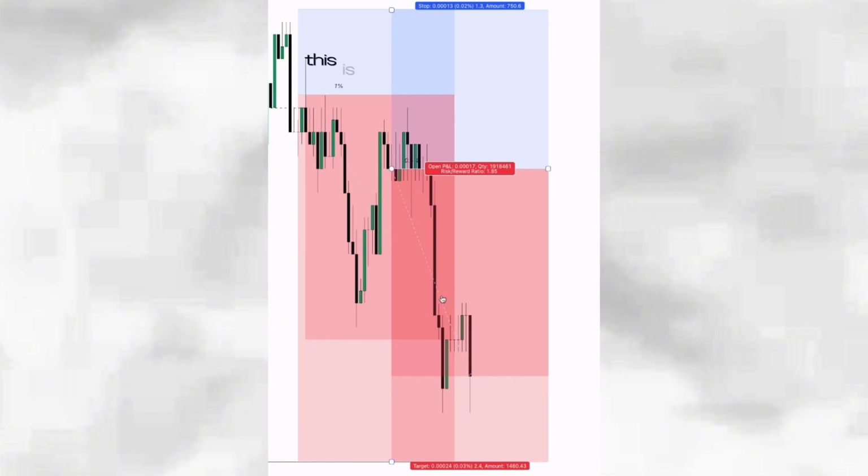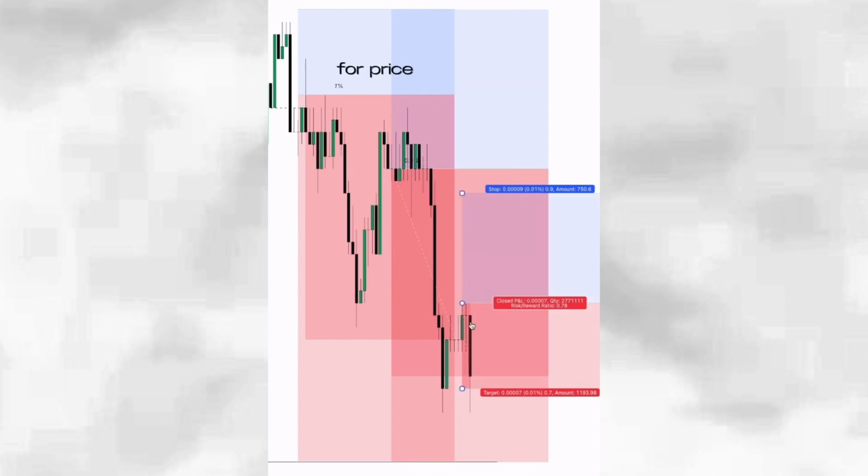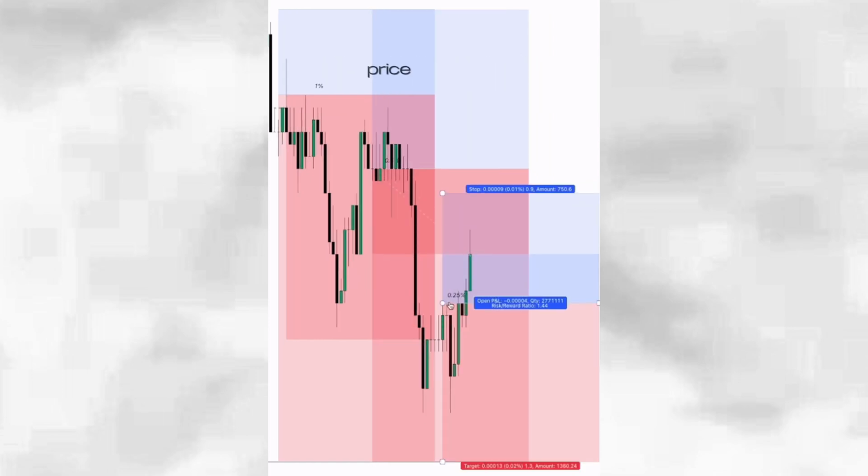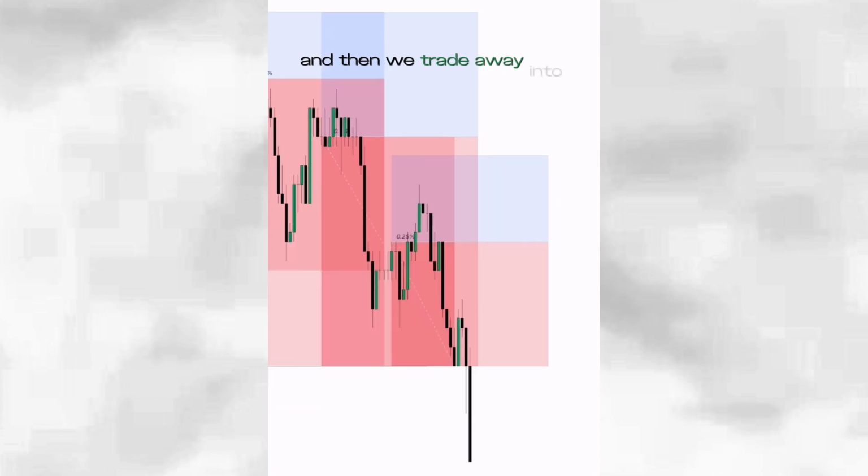And into here, this is where the silver bullet would form. This is where you would put the lowest risk on, and you could put your stop loss above this high because there is no inefficiency for price to trade into, and then you target the sell side liquidity. And as you can see, price tags us in, and then we trade away into the sell side.